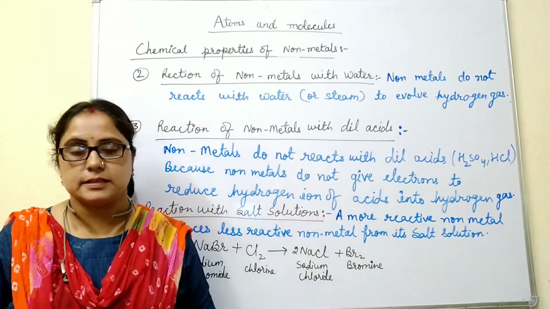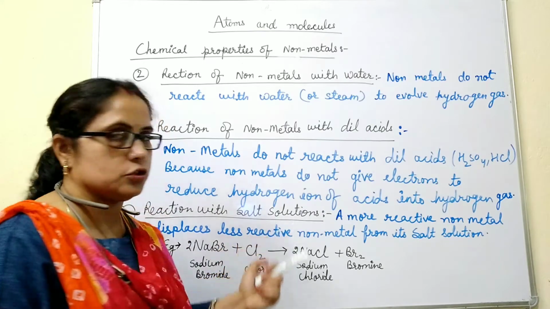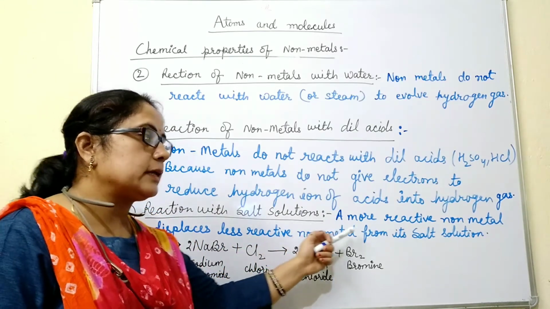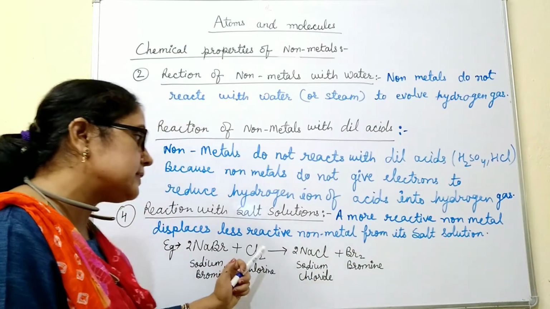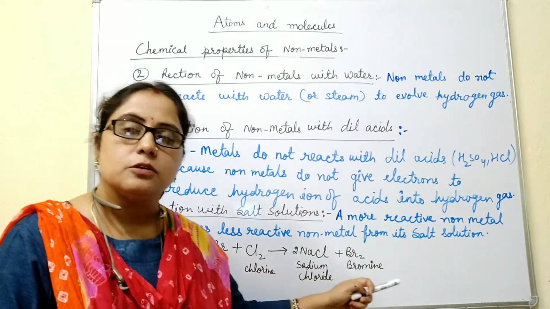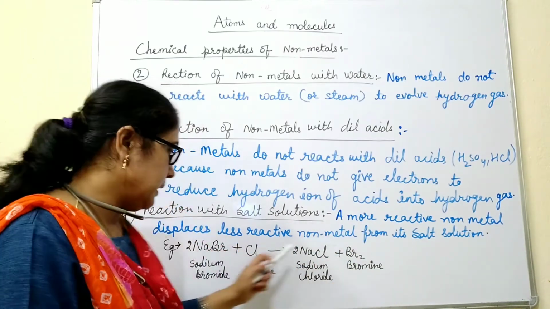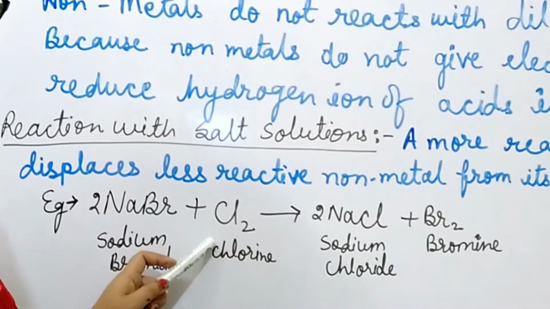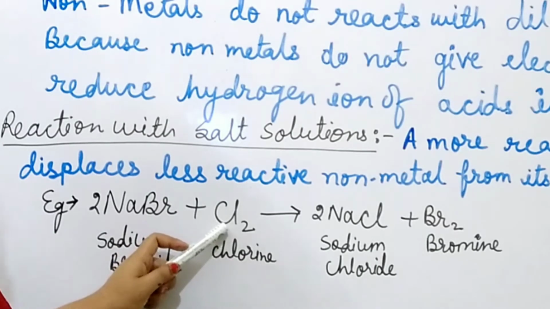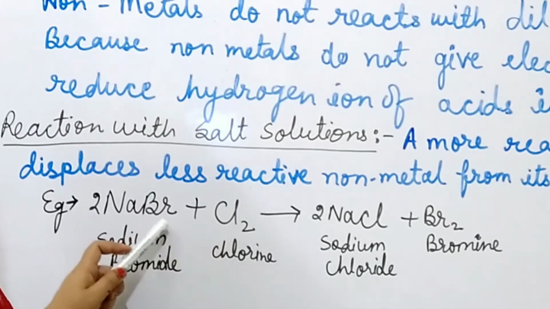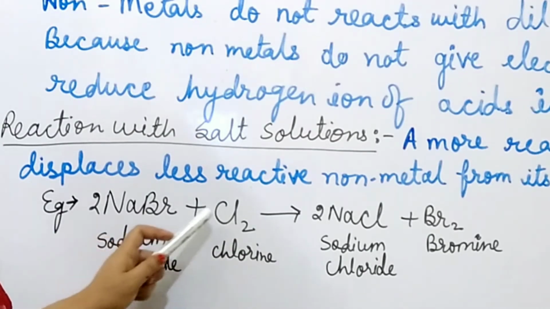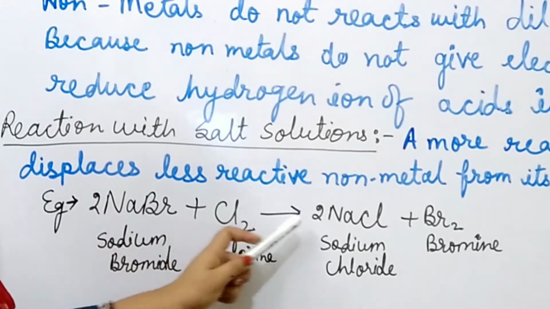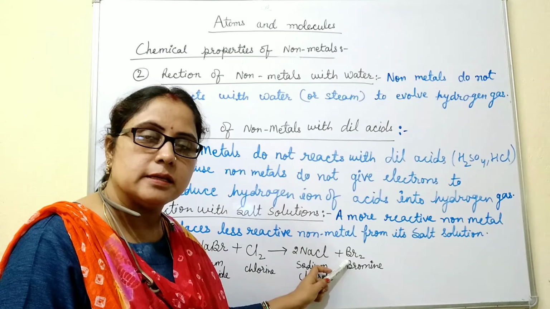Now the next is reaction of nonmetal with salt solution. In this reaction, a more reactive nonmetal displaces a less reactive nonmetal from its salt solution. For example, when sodium bromide reacts with chlorine, chlorine is a more reactive nonmetal than bromine. So chlorine displaces bromine from its salt solution to form sodium chloride, and bromine is displaced.